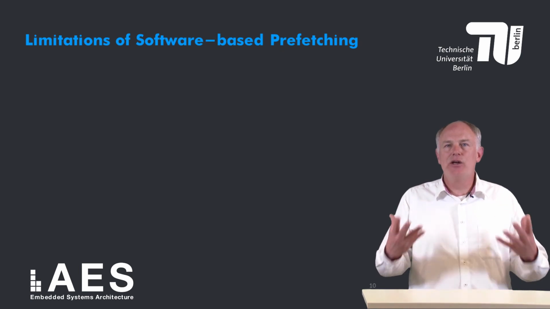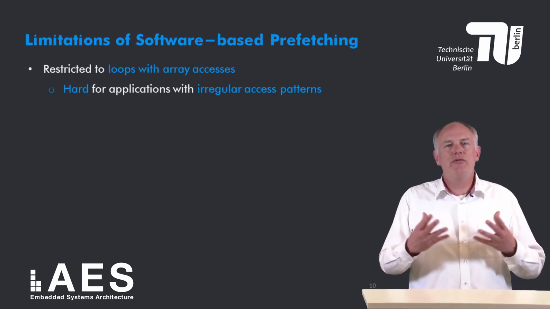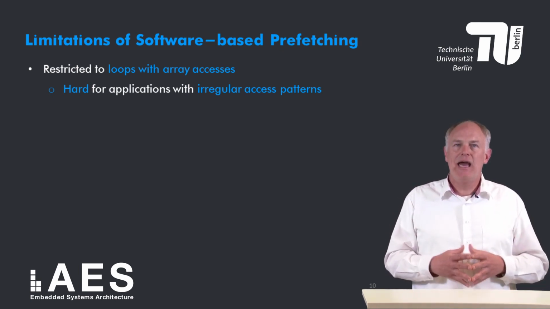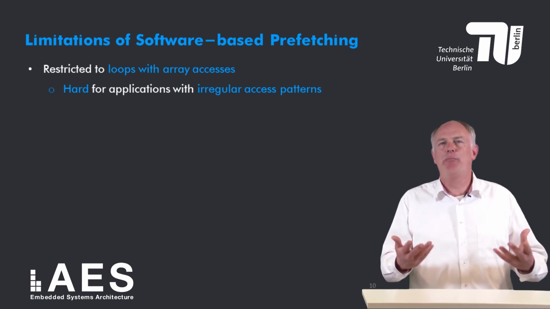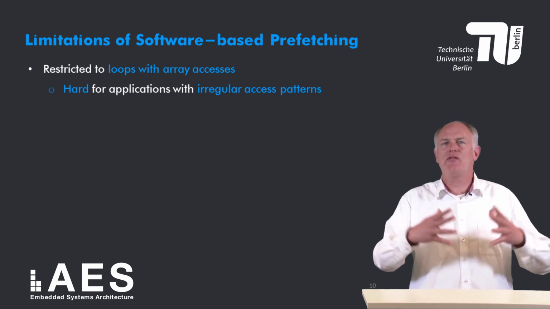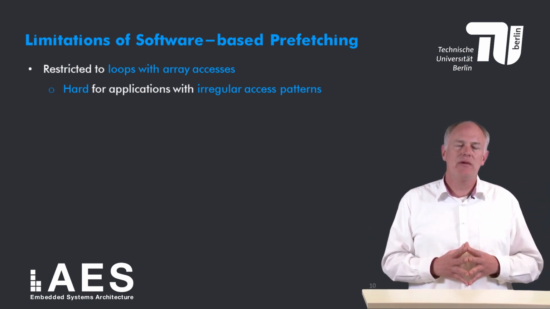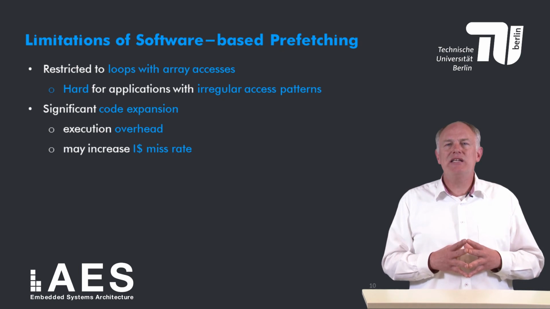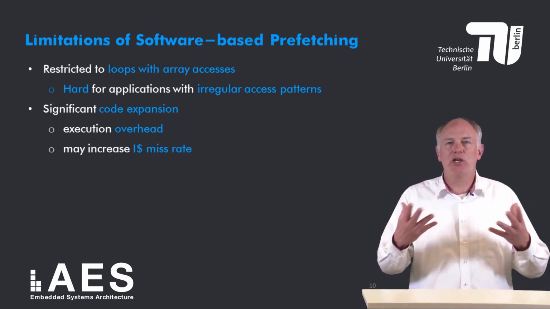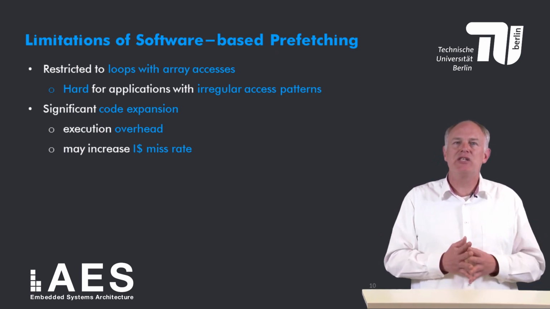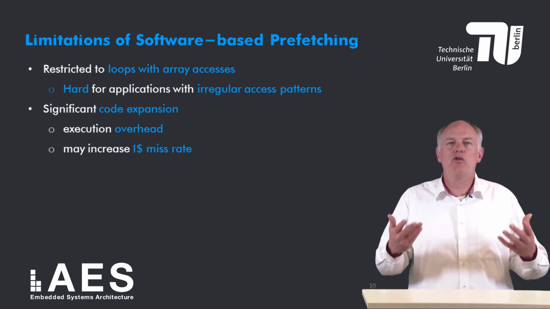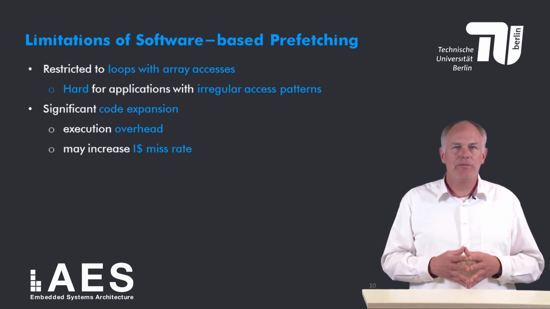Software prefetching has a number of limitations, however. First, it is restricted to loops with predictable array accesses, and it is very hard, if not impossible, for applications with irregular access patterns such as searching in a tree-based data structure. Second, software prefetching may lead to a significant code expansion. Not only will there be execution overhead to execute the prefetch instructions, the additional instructions and loop unrolling may also increase the instruction cache miss rate.